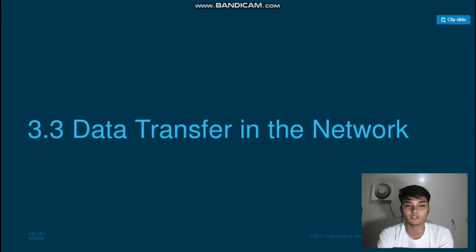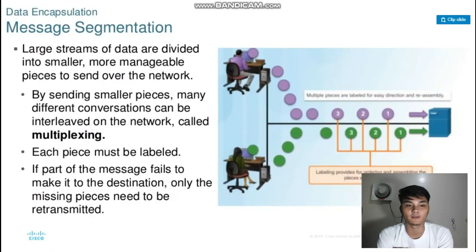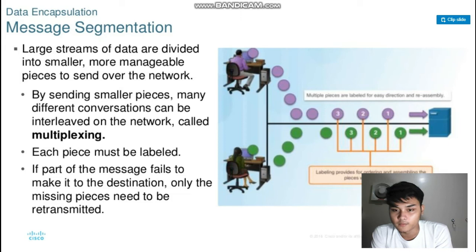So we have 3.3, data transfer on the network. First, message segmentation. By sending smaller pieces, many different conversations can be interleaved on the network, called multiplexing. Multiple pieces are labeled for easy direction and reassembly. Labeling provides ordering to reassemble the pieces when they arrive.